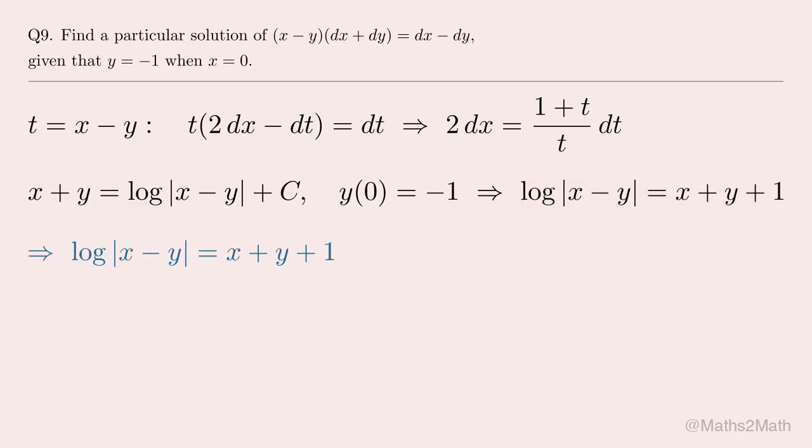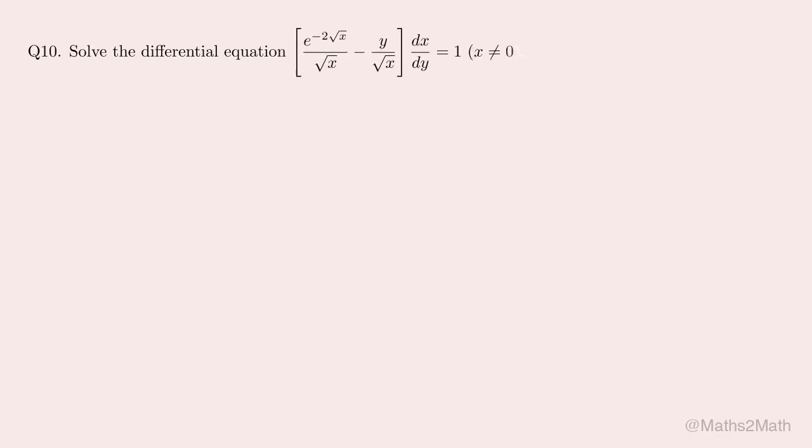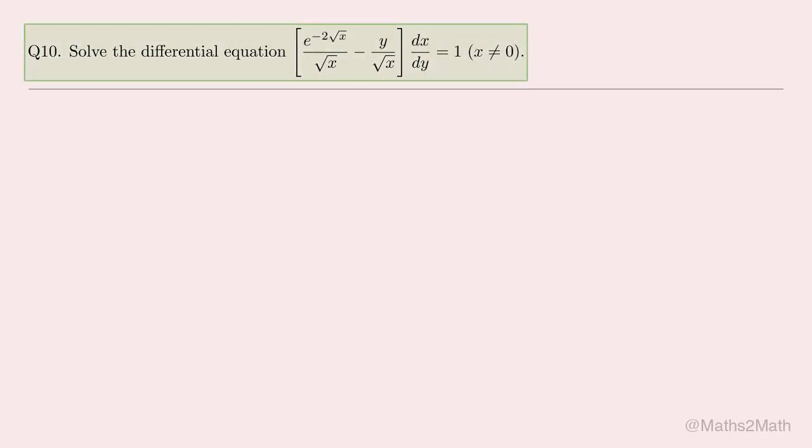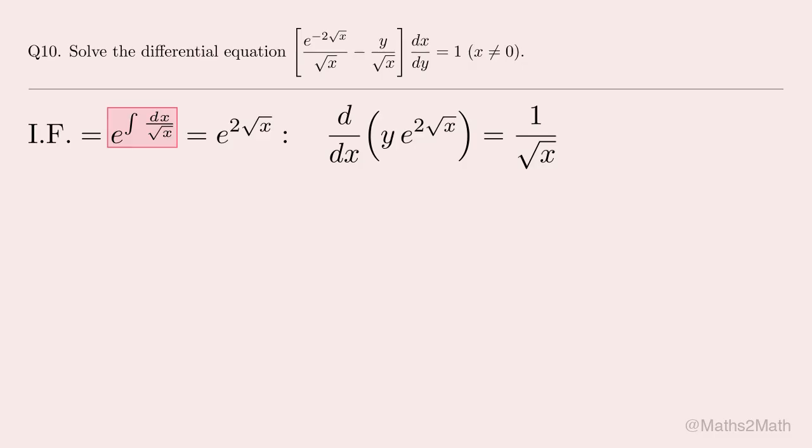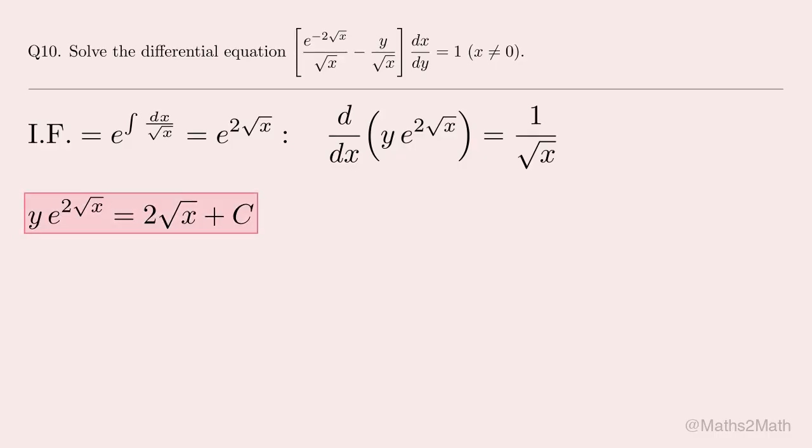Question 10. Rearranged, a linear equation with root x inside. The integrating factor is e to the 2 root x. As a linear equation in y prime plus y over root x equals e to the minus 2 root x over root x. The factor is e to the 2 root x. Integrate the right side to 2 root x.